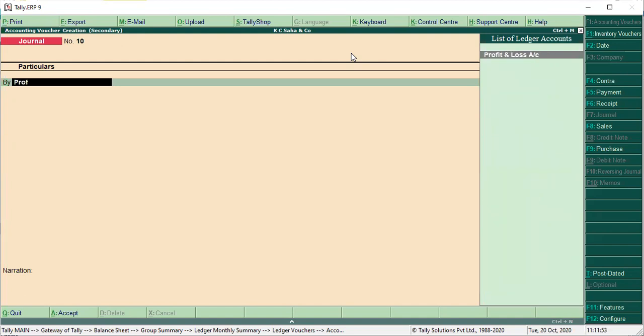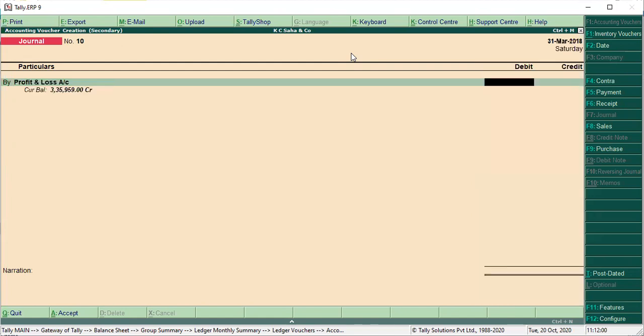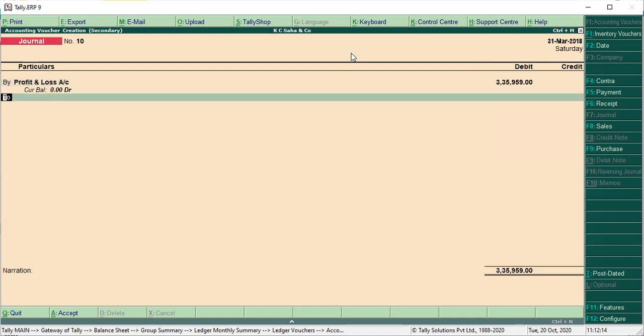See, your profit and loss account is a credit balance, so you have to transfer it. That means my profit and loss account will reduce. So just transfer it. Whatever current balance you see below profit and loss, transfer that entire amount there: 3,35,959. That means the profit and loss account balance should be 0. Clear? You can see also, there is a zero balance because this amount I am transferring to the capital account, that is capital of Kaushik Shah.